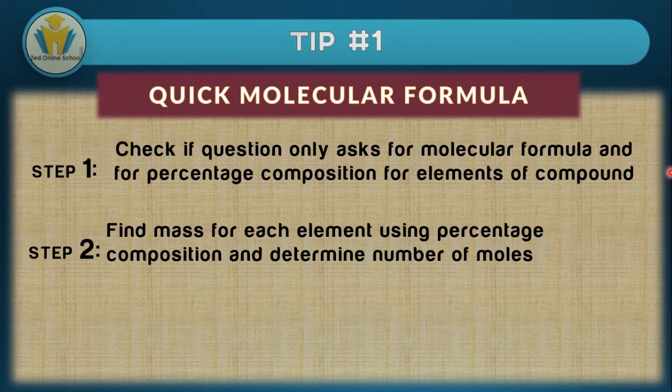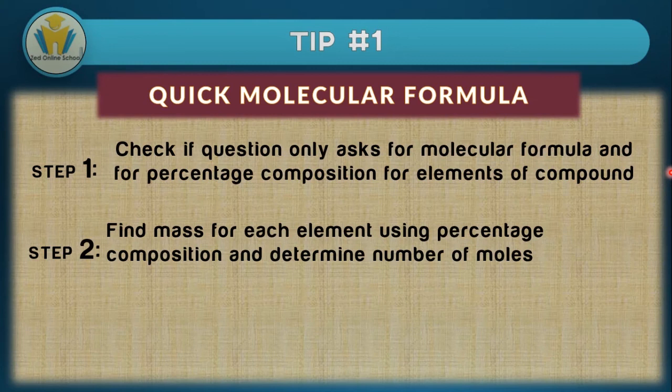Now, why this works is because the mass we're going to find is going to be the exact mass in 1 unit of that substance. Therefore, the number of moles we're going to get is going to be a ratio of the exact numbers and not simplified numbers. Therefore, we're going to get our molecular formula straightforward.